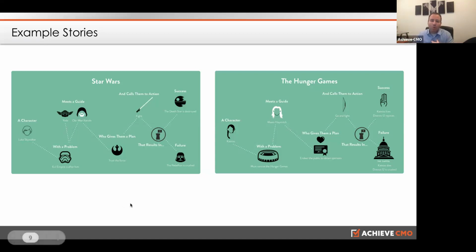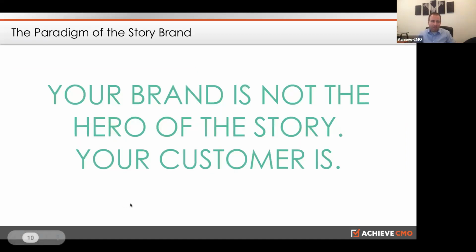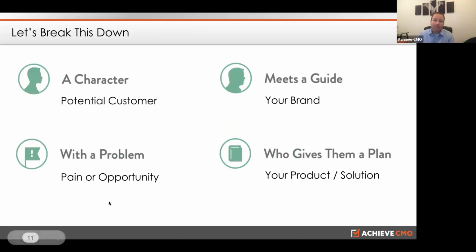In the case of a StoryBrand, the really important thing to think about is that your brand is not the hero of the story. Your customer is, right? So when we talk about solutions and ideas, remember that it's not the brand that's the hero. You're not the hero, you're the guide. Your customers are the hero, and what we want to do is lead them to success, right?